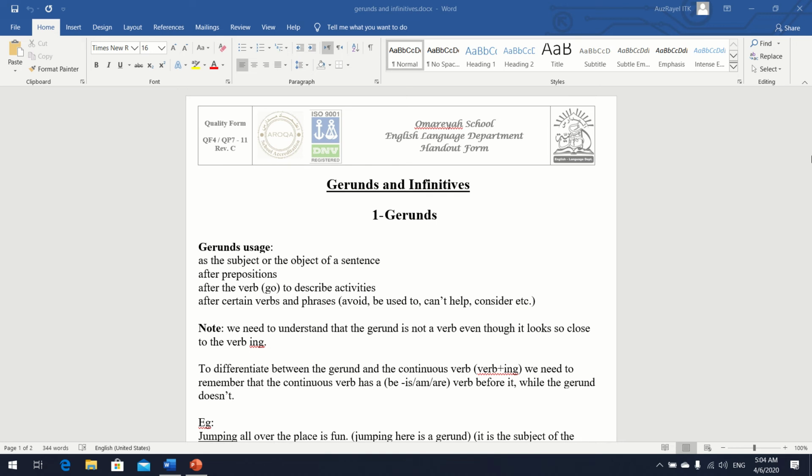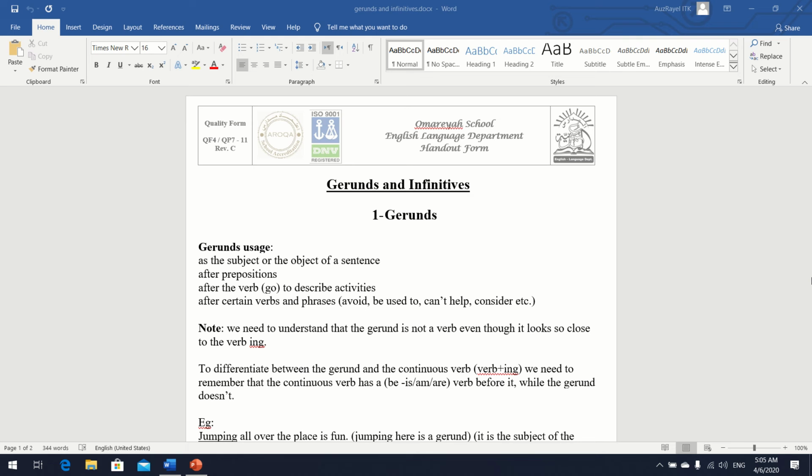Okay, so the usage of the gerund: gerunds can be used as the subject or the object of a sentence, and they can be used after prepositions. So gerunds sometimes can be put as the subject of the sentence. For example, when we say, playing football is fun. So playing football here, playing is a gerund because it is the subject of the sentence.